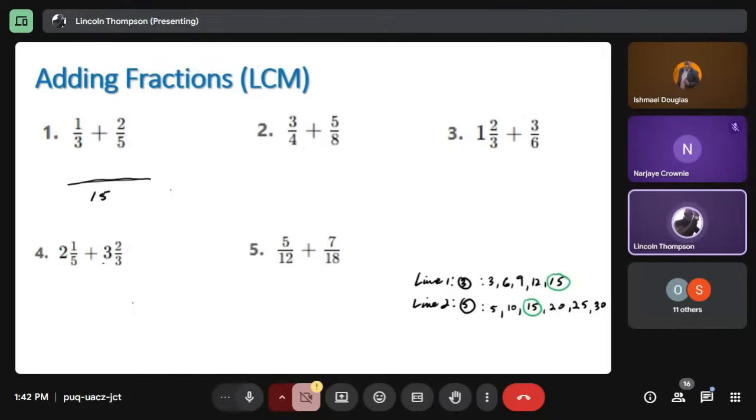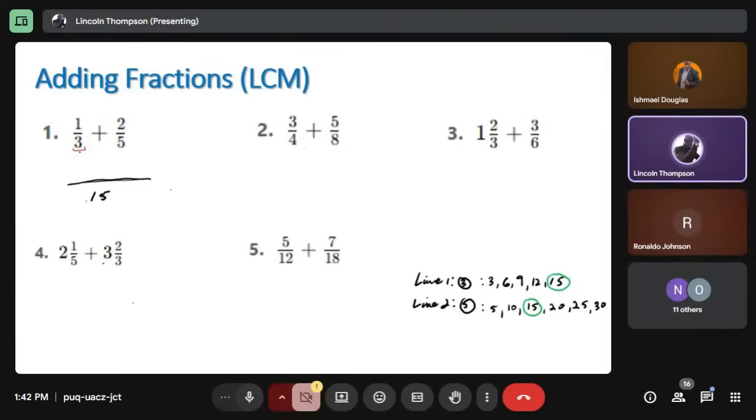So once we get our LCM, 15, everybody did well on the LCM. That's nice. Once we get the LCM, this is what we do. 15 divided by this first denominator. All right, so let me do the first example for you guys. 15 divided by 3, that gives us what? 5. Yeah. All right. So that 5 will now multiply our 1 at the top.